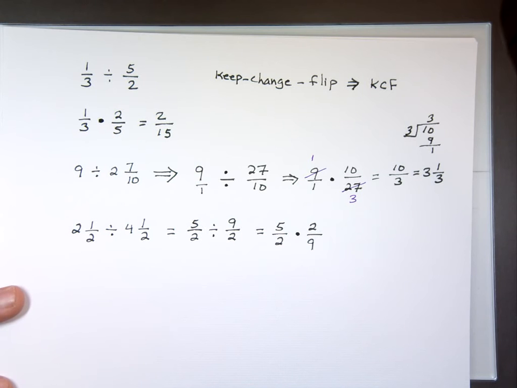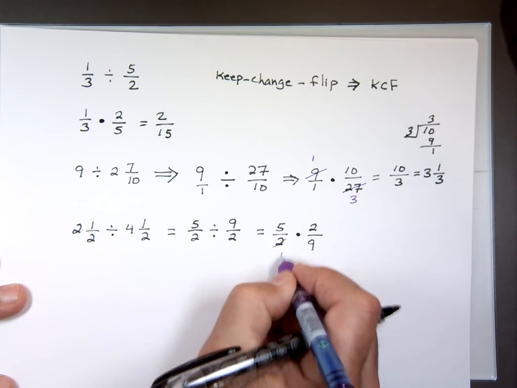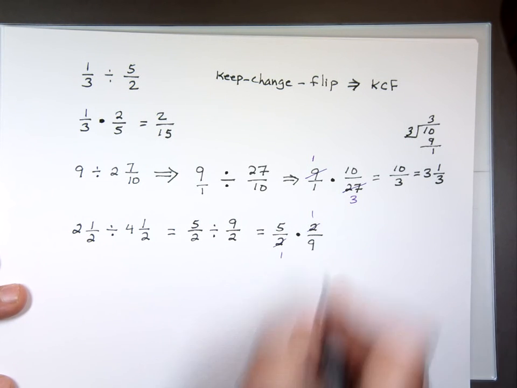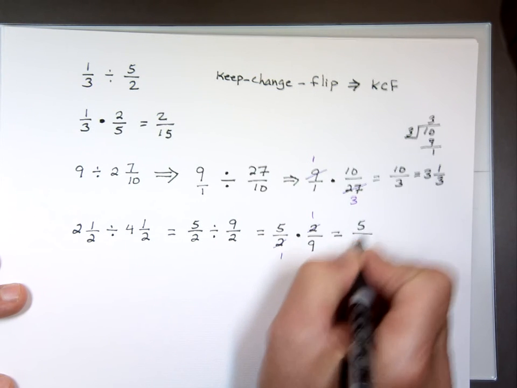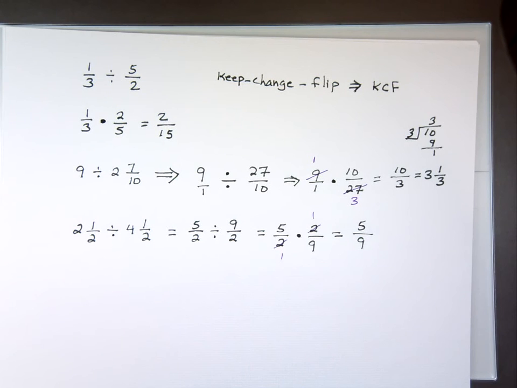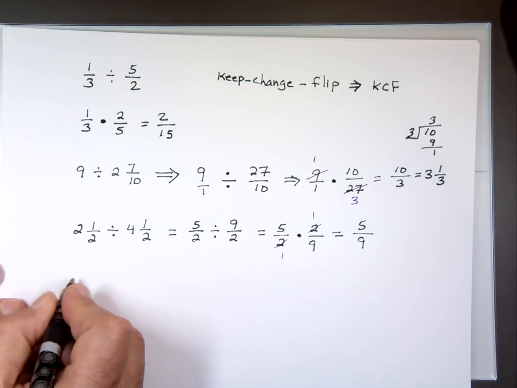Notice I can cancel the 2's. By 2, this is 1. By 2, this is 1. 5 times 1, 5. 1 times 9, 9. It's 5 over 9. One more of these.